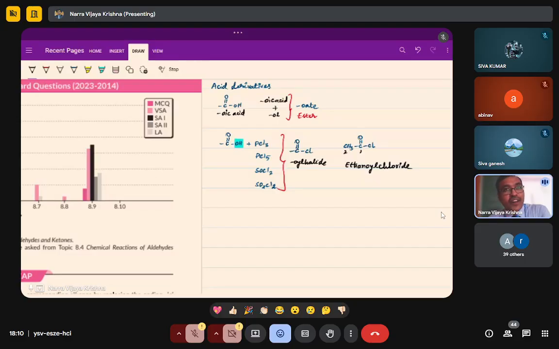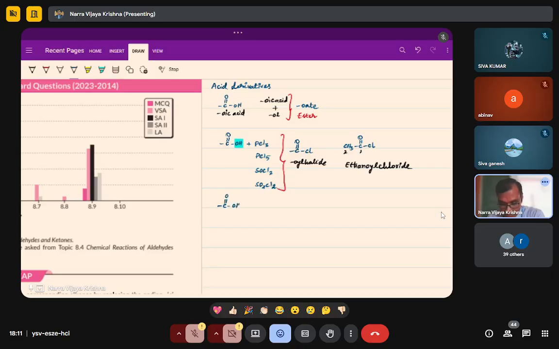If that O is not there, then it is ethanyl chloride, meaning ethane with chlorine present. Then it becomes an alkyl halide. Correct or not? Alkyl chloride. Ethanyl chloride means alkyl chloride. Here O is important. Ethanoyl chloride. Any questions? Is it an acid derivative or not? Now I am taking one more.